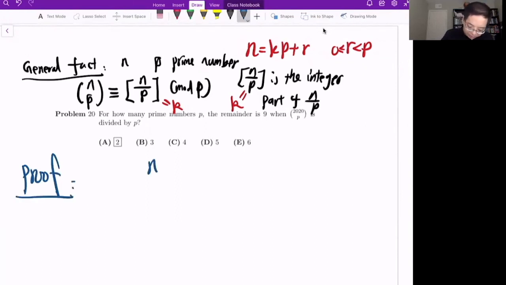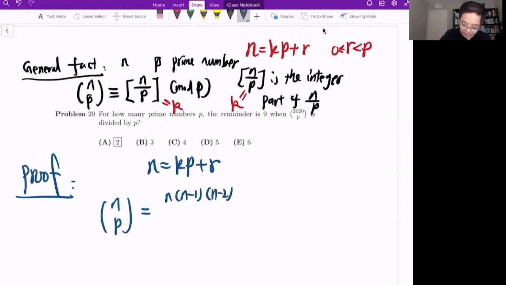So here I assumed we can write n is just Kp plus R, right? Now n choose P, by definition, this one is n times n minus 1, n minus 2, all the way to n minus P plus 1. Now, here we have P consecutive numbers. One of them is special, that's n minus R, so I put this n minus R here. This one is special because this is a multiple of P, so it's Kp.